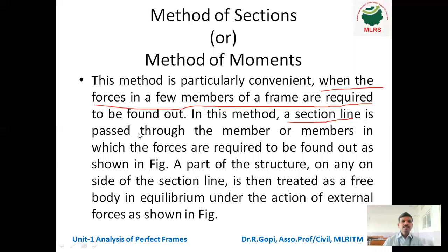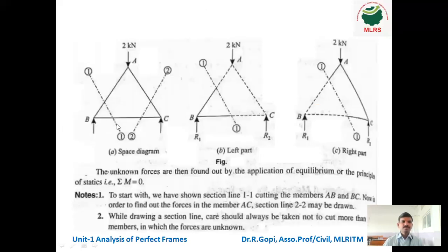You can see in this figure a section line. Suppose I want to know the forces in the members BC and BA; we have to draw a section line. This is the section line. After finding BC and BA, for calculating the CA member force, we have to cut along section line 2-2.